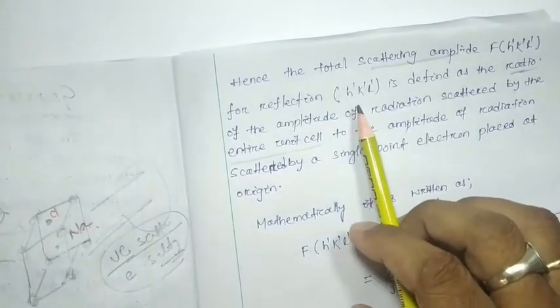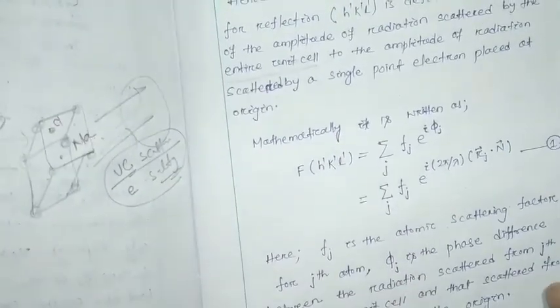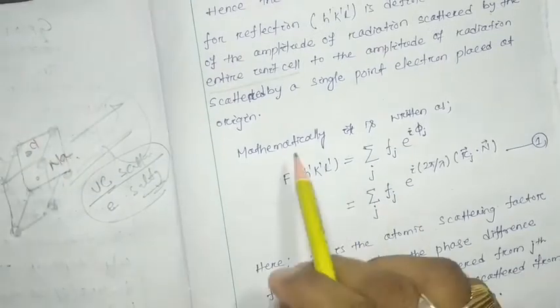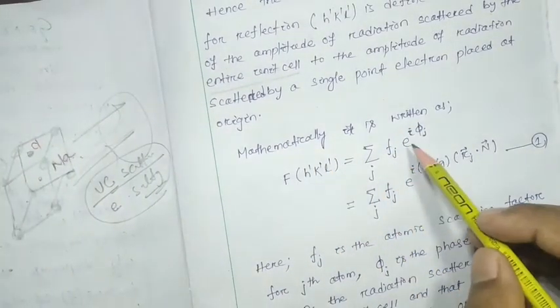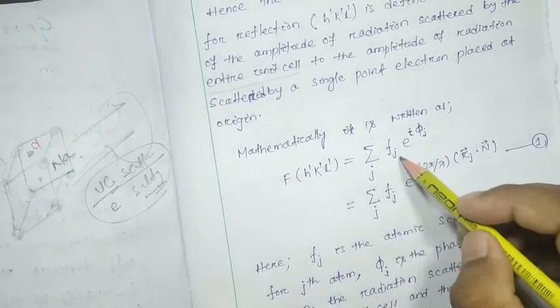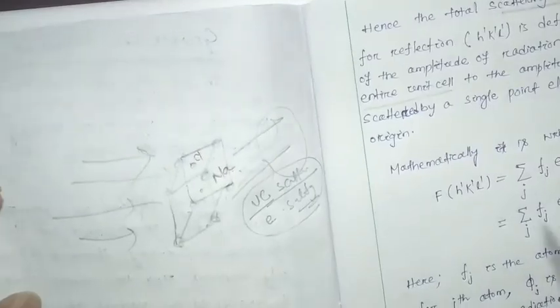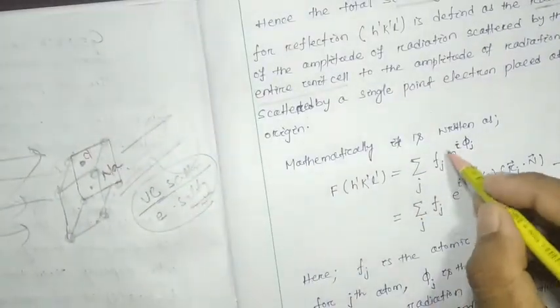This will be nothing but the so-called total scattering amplitude. Mathematically it can be written as Fj e to the power i phi j. So what is the meaning of Fj? Fj represents the individual atomic scattering factor. Okay, Fj is the individual atomic scattering factor.